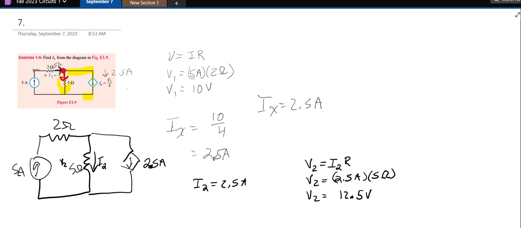Now, I'm going to label some voltages here. I'm going to mark this ground. And I know that across this resistor, I have to lose 12.5 volts, so I must be at 12.5 volts up here. Well, how much did I lose going across this 2 ohm resistor? We already said that was 10 volts. So it must have been at 22.5 volts here.